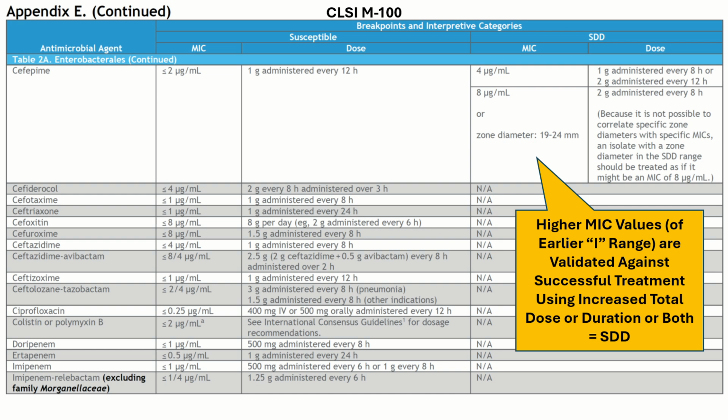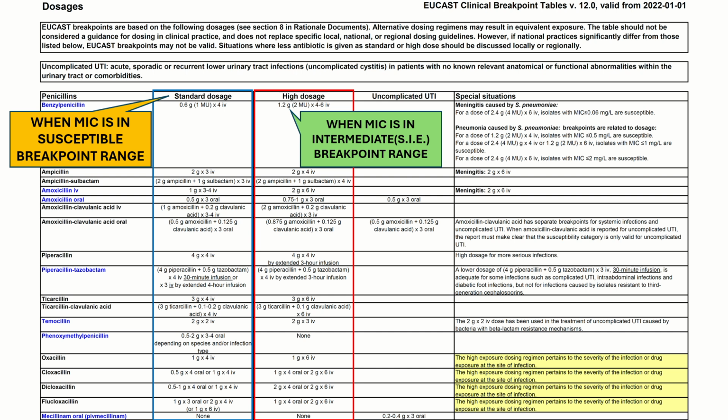Whereas EUCAST does not take so much load. They simply say, this is the standard dose. When the MIC is in the susceptible breakpoint range, you give standard doses. But the moment it rises, maybe one tube dilution higher, so when it comes in the intermediate range, the range where it may work, it may not work, that is the CLSI terminology. But when it comes to EUCAST, they call it SIE, that means susceptible with increased exposure. So in this case, what we do is we give higher doses when the MICs are one step or a little higher than the usual from the susceptible breakpoint ranges.